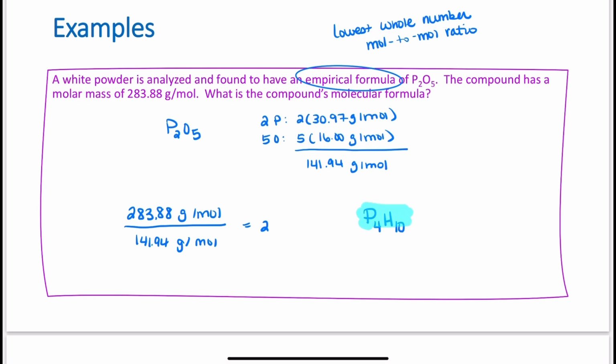You can always double check your work here. If you add up the molar mass of P4O10, you should find that it is in fact 283.88 grams per mole. What about number 2?